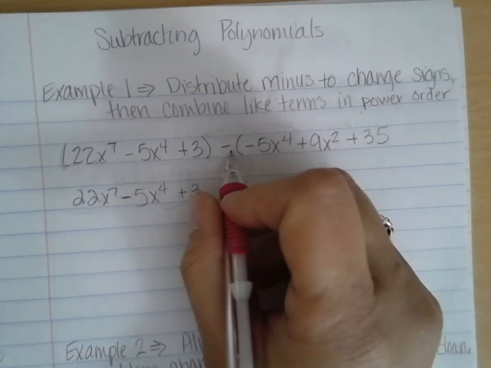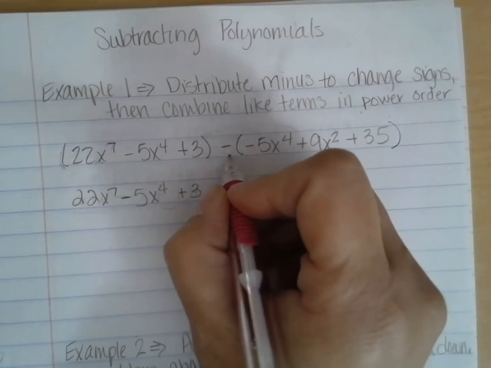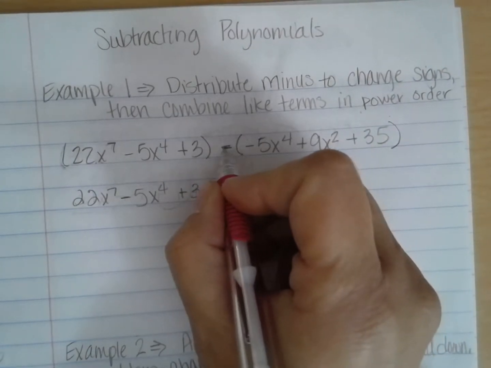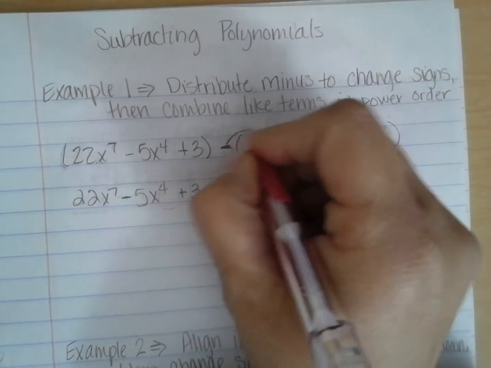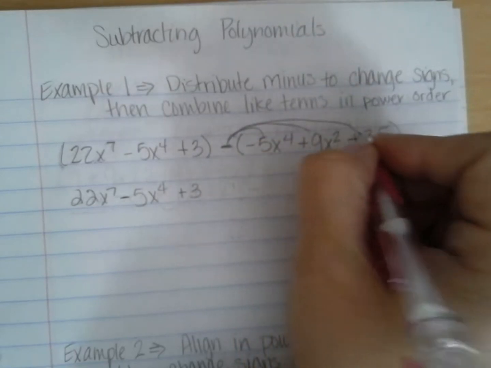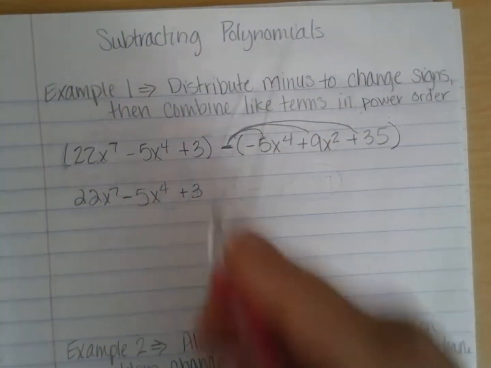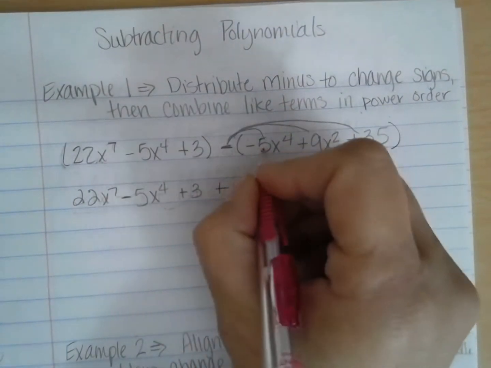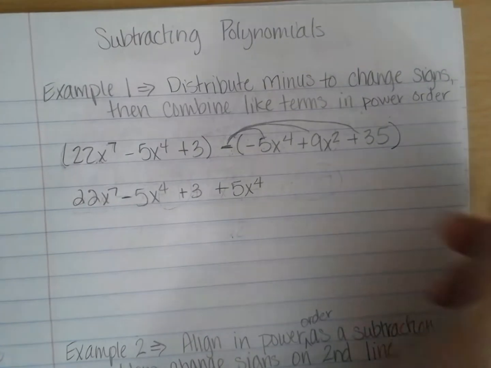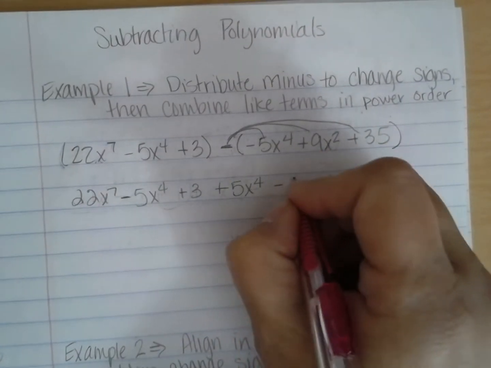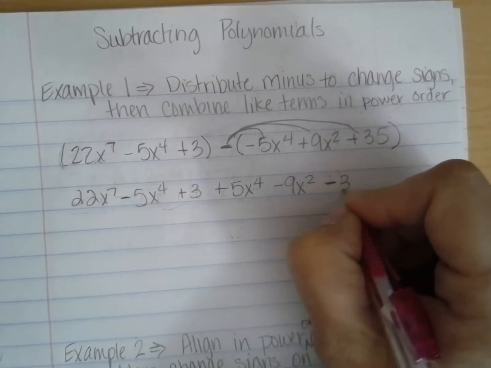The second one, that negative, the parentheses are very important because it tells us where the minus sign is going to affect and how many things are being affected. So we're going to distribute it to each of the pieces, which will actually change each of their signs. So negative 5x to the fourth becomes positive 5x to the fourth, 9 becomes negative 9x squared, and 35 becomes negative 35.